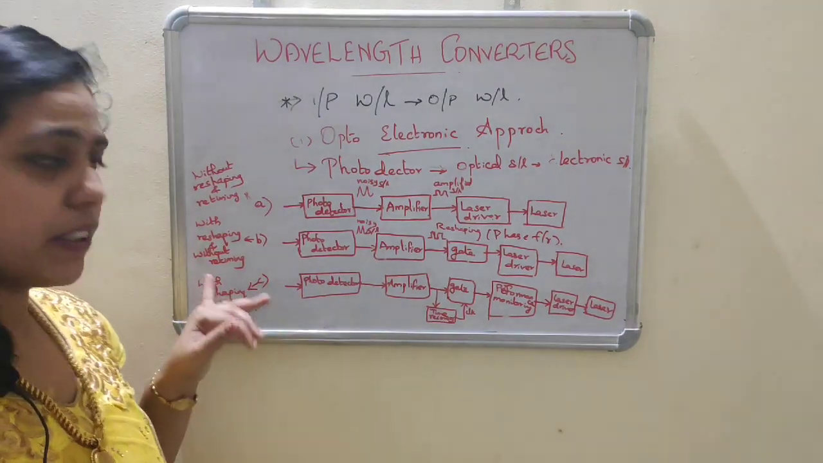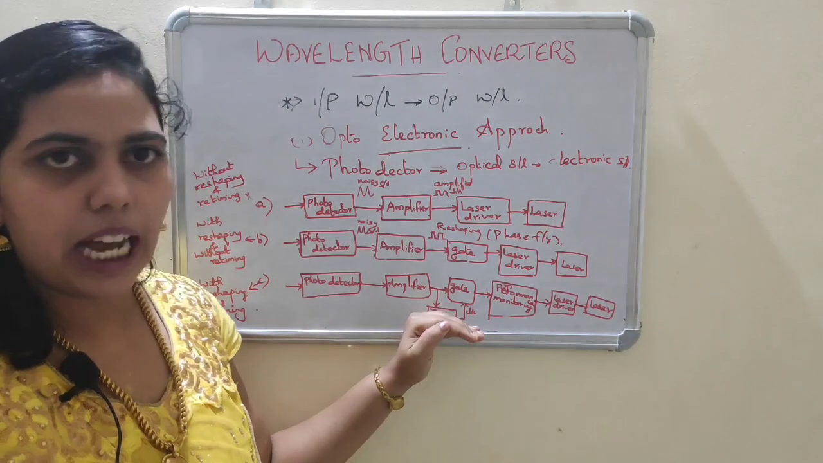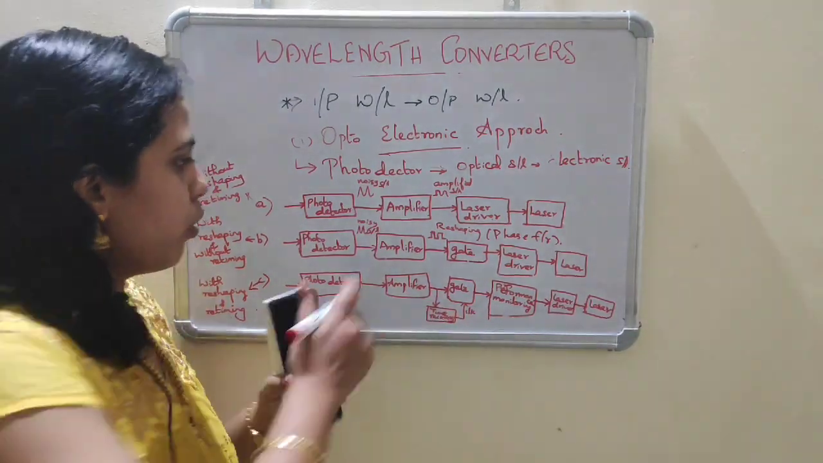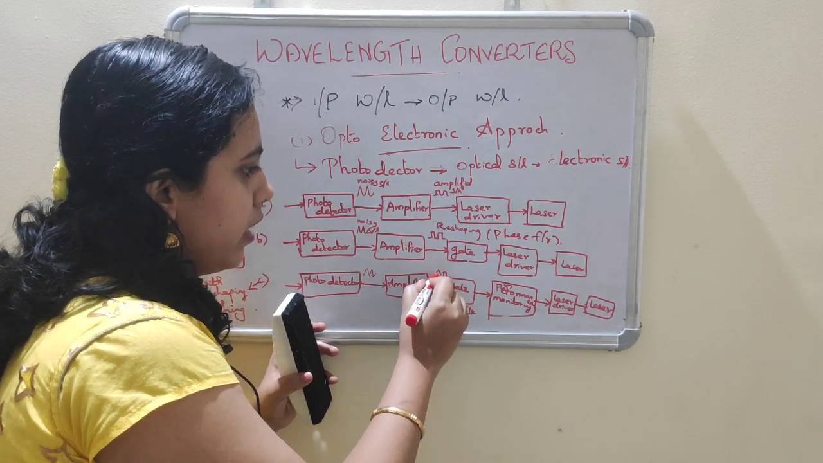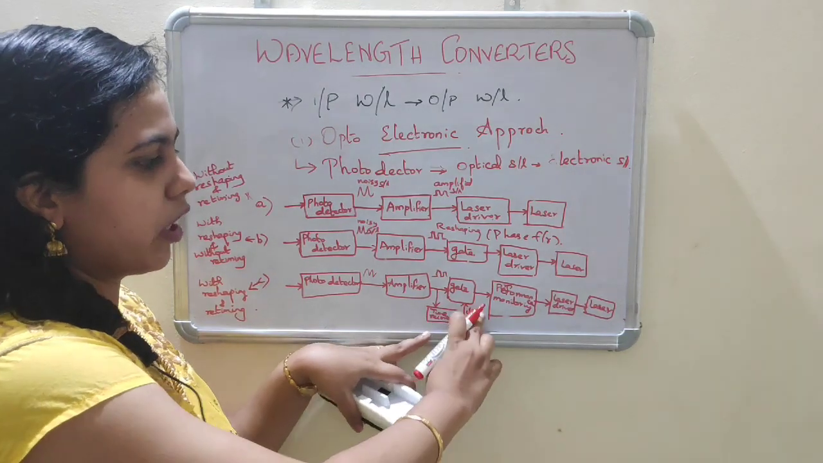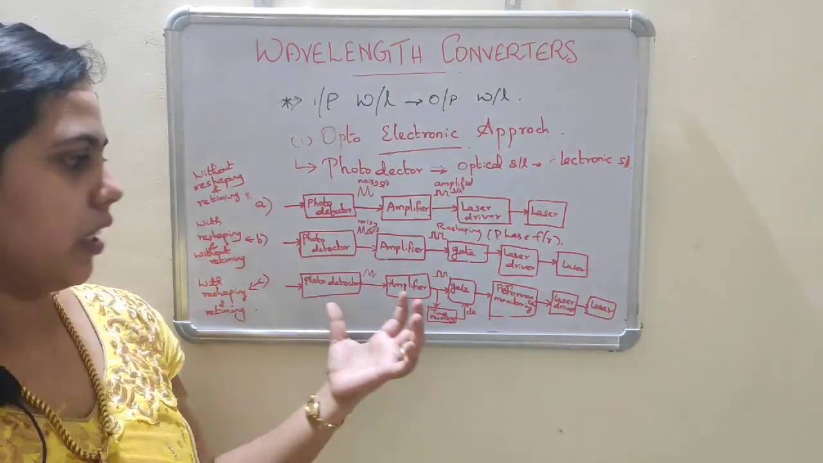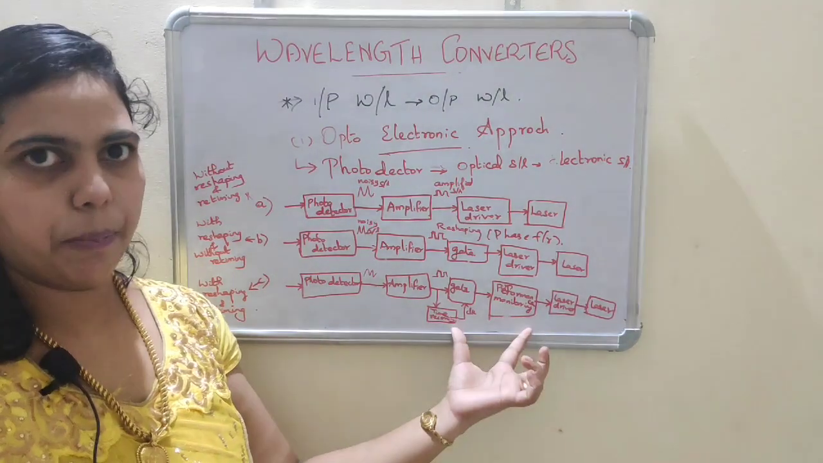The last type is with reshaping and retiming. The same process continues, and the noisy signal is present, and reshaping and retiming are also present. Here we see time recovery and clock. Clock means retiming. These are performed by the third type.